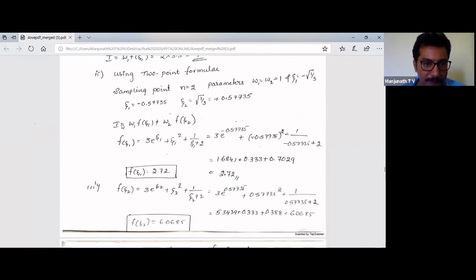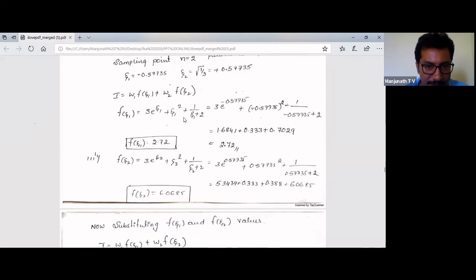Now the high value is equal to, with 2 points we are going to consider, so there will be two sampling points. For the first sampling point, w1 f of zeta 1, for the second sampling point, w2 f of zeta 2. Here we have to calculate f of zeta 1 and f of zeta 2. Both the f of functions we need to calculate. First we are going to calculate f of zeta 1, using the 2 points.